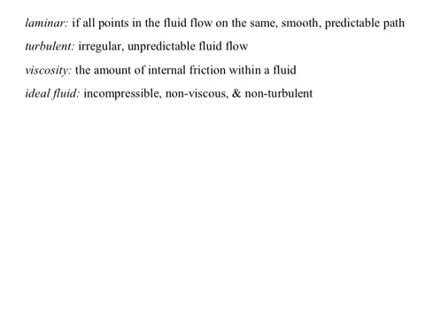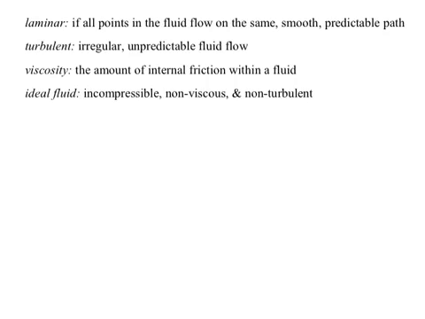So first, let's discuss some definitions that are needed here. Laminar means that all points in the fluid flow on the same smooth, predictable path. And you see laminar flow if you just turn on your faucet and the water leaks out nice and slowly. Turbulent flow exists when there's irregular, unpredictable fluid flow.